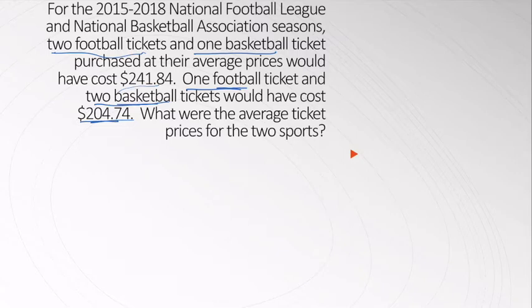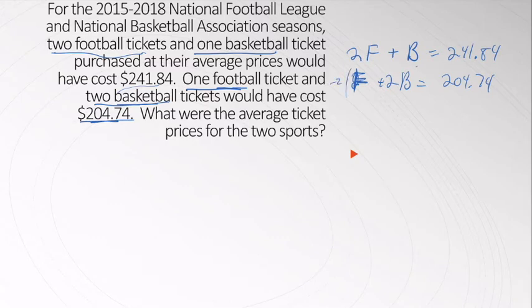I like this word problem because it basically just gives you your system of equations. I have that two football tickets and one basketball ticket is $241.84. And I have that one football ticket and two basketball tickets is $204.74. I want to solve this by elimination. Let's pick f to be our focus variable.